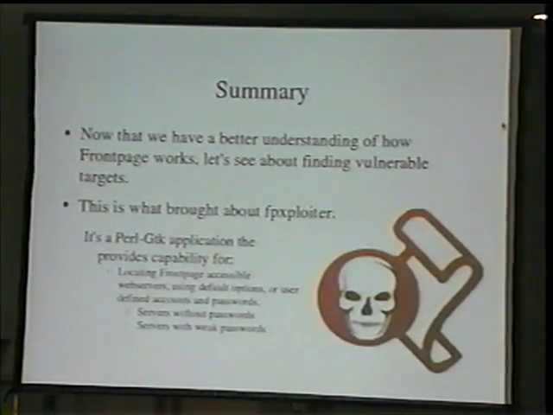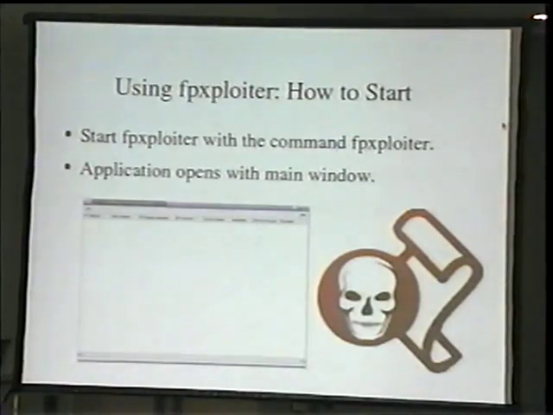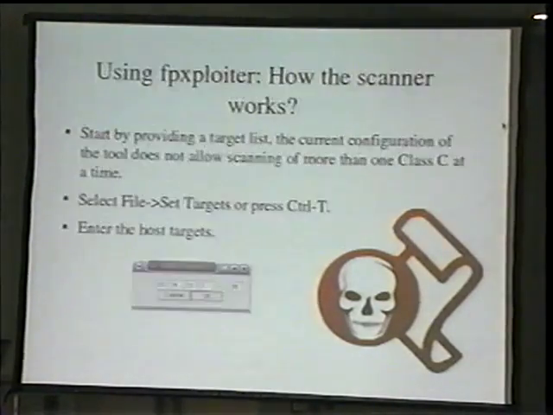The tool locates Frontpage accessible web servers, uses default options, in other words, tests for the everyone account, then follows up using user-defined accounts and passwords. It comes with a default password list. If I recall, it's one of the ones that one of the NetBIOS forums uses. It's a typical simple password list. It's a Perl GTK and a command line tool. When you open it under Linux, you will see a window pretty similar to this.